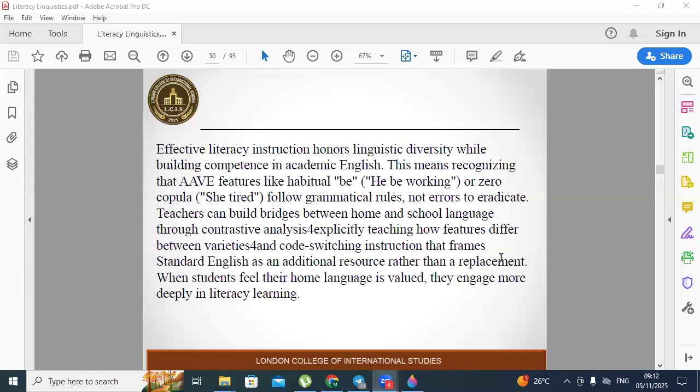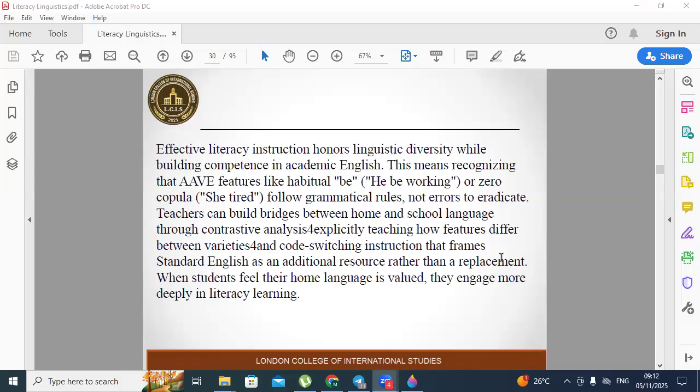Third, effective instruction addresses transfer issues in reading and writing. When students read or write in standard English, their home dialect may influence their interpretation or production. Teachers who understand dialect features can distinguish between dialect-influenced variations and actual errors. For example, if an AAVE-speaking student writes, "She walk to school every day," without the -s ending, this reflects dialect rules, not lack of grammatical knowledge.